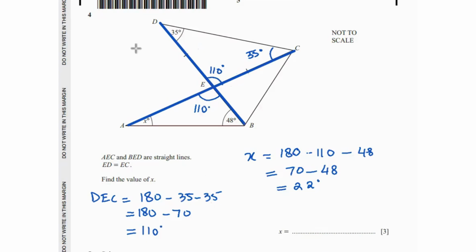In an isosceles triangle, we have two equal lengths and two equal angles. So the angles opposite to those lengths, they're equal. So these are the properties you need to be aware of.